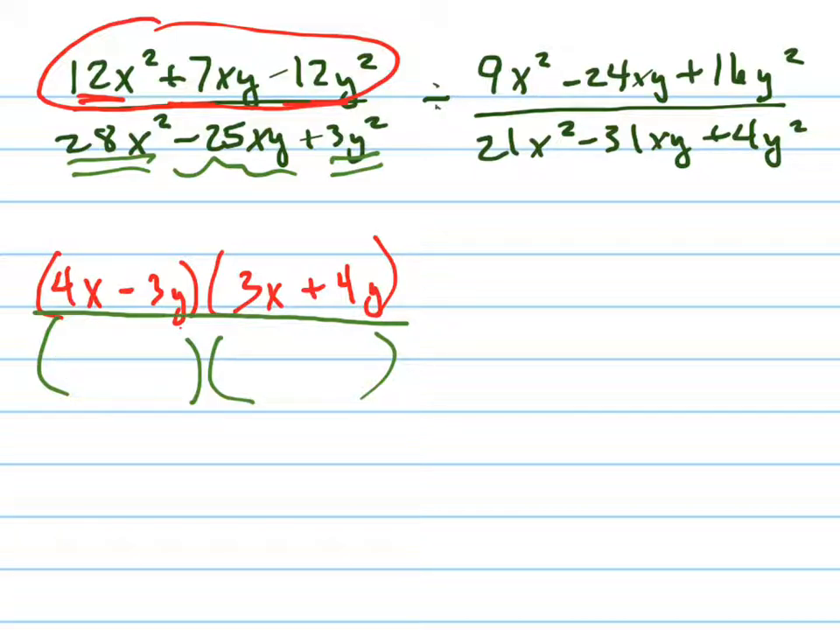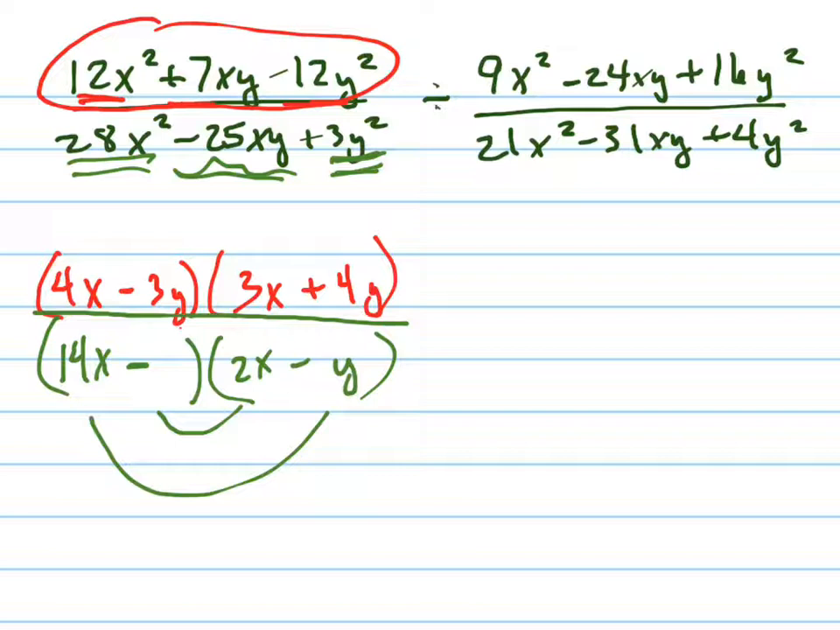So let's try something else. It's not going to be 28. I'm just following my nose. Let's try 14 and 2, because 28 is 14 times 2. Now let's break up 3y squared into something that multiplies to 3y squared, so that when I FOIL it out, I'm going to get the negative 25xy in the middle. That's what I'm after. They both have to be negative, right? So let's try making this negative y and negative 3y.